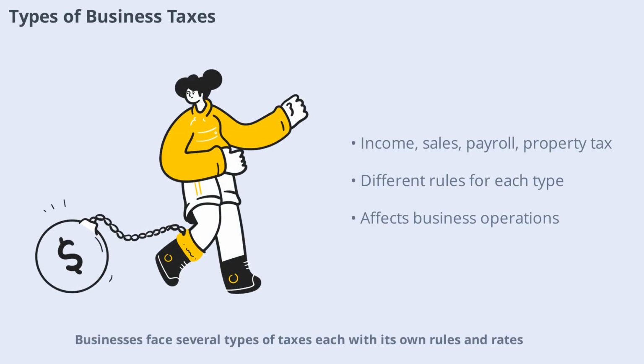Businesses face several types of taxes, each with its own rules and rates. The most common include income tax, sales tax, payroll tax, and property tax. Income tax is based on your profit, while sales tax applies to goods and services sold. Payroll tax covers employee wages, and property tax is for owned assets. Knowing which taxes apply to your business is the first step toward compliance. Let's break down each type and see how they might affect your operation.